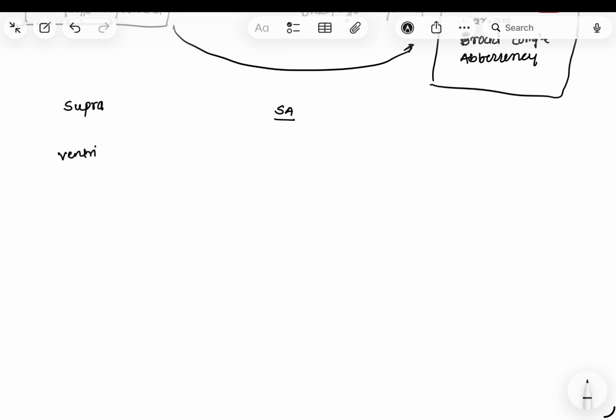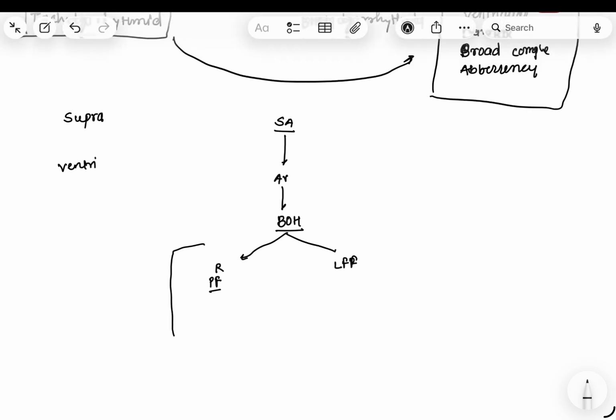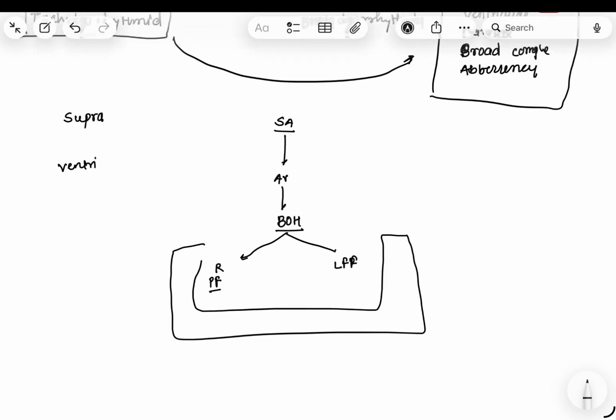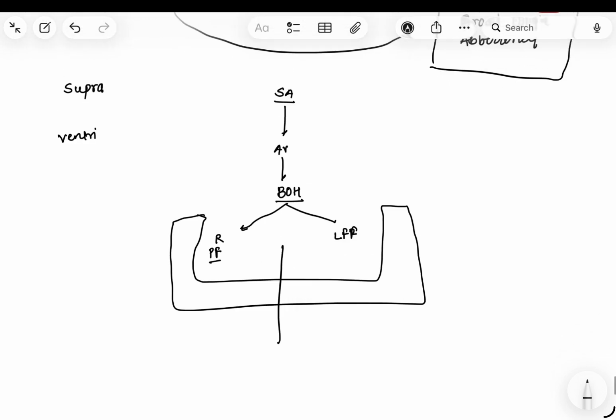The impulse is generated from the SA node, then goes from the SA node to the AV node, then from the AV node to the bundle of His, and from the bundle of His to the right Purkinje fiber and left Purkinje fiber. Just imagine this is your left ventricle, or you can say the ventricles. It is a left ventricle, it is a right ventricle. This left Purkinje fiber will depolarize the ventricle, and when the ventricle is depolarized we will get the QRS complex, right?